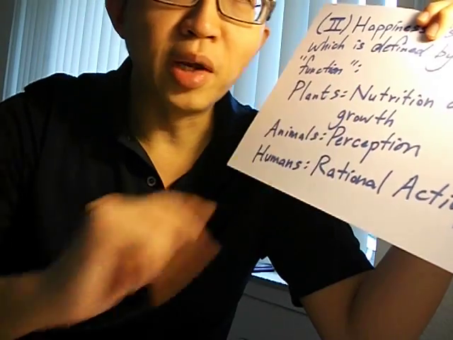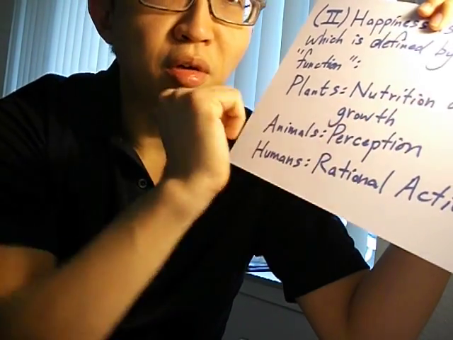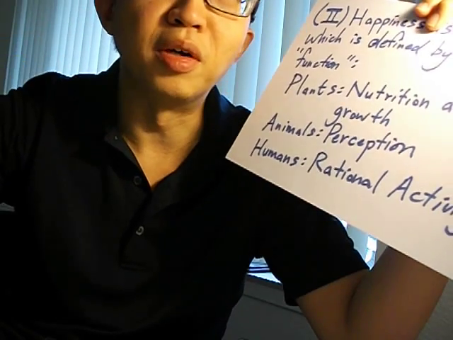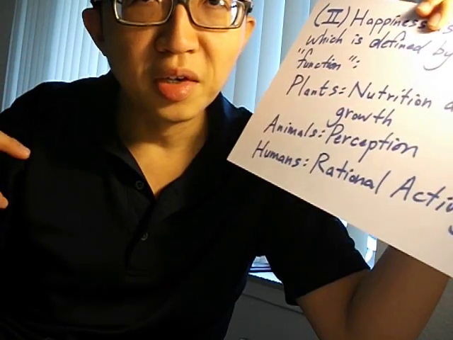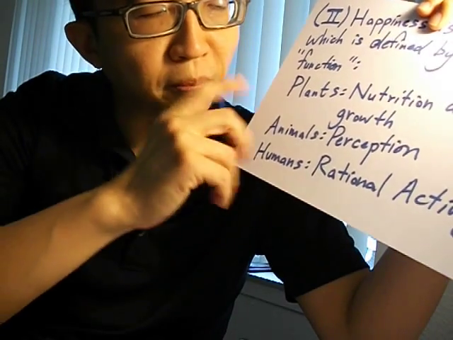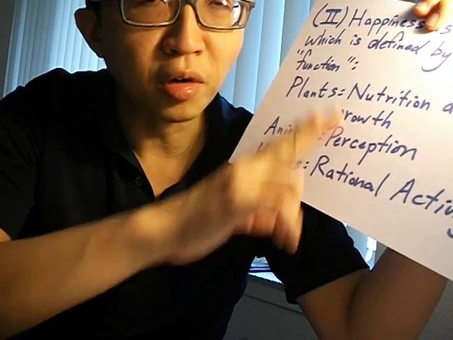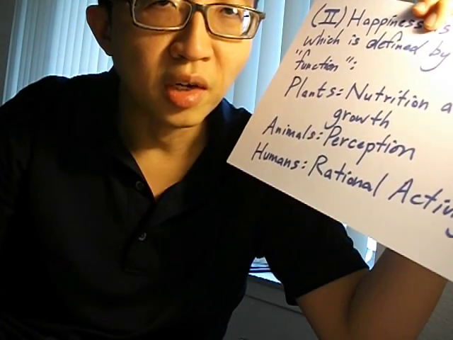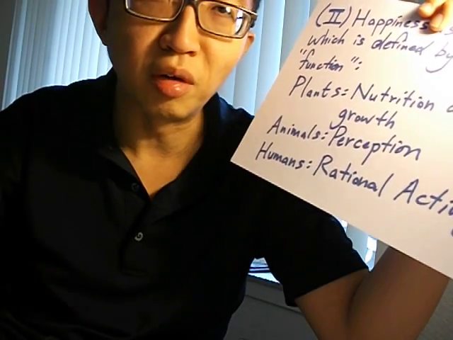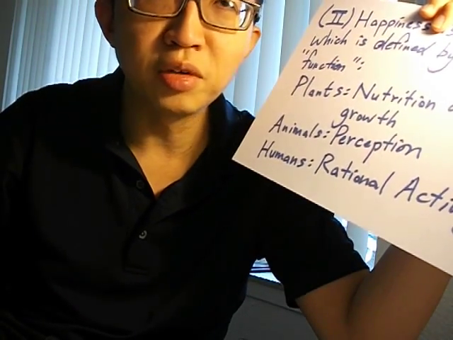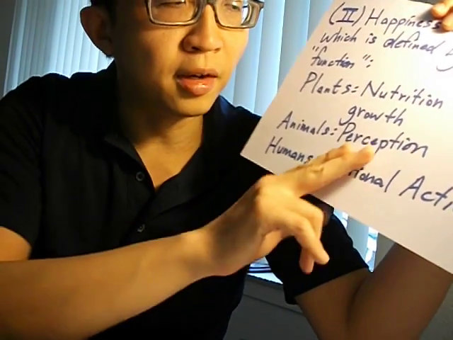So let's start with plants. The function of plants is nutrition and growth. Plants take nutrients from the sun and from the environment, and they grow. Humans grow as well. So what that means is that since nutrition and growth is not unique to human beings, therefore nutrition and growth cannot be our function. Our function in life, our purpose in life, cannot be simply to take in nutrition and grow. Okay, our function in life cannot be simply to become stronger or become bigger.